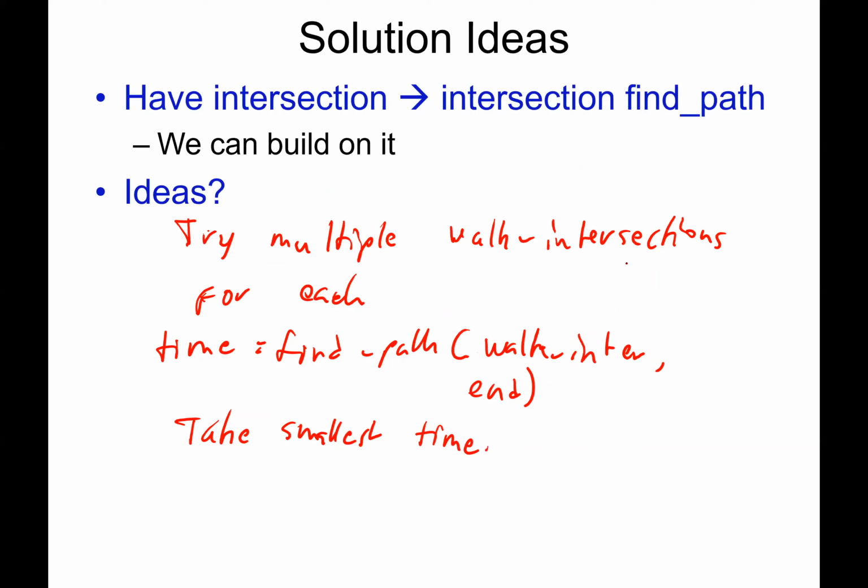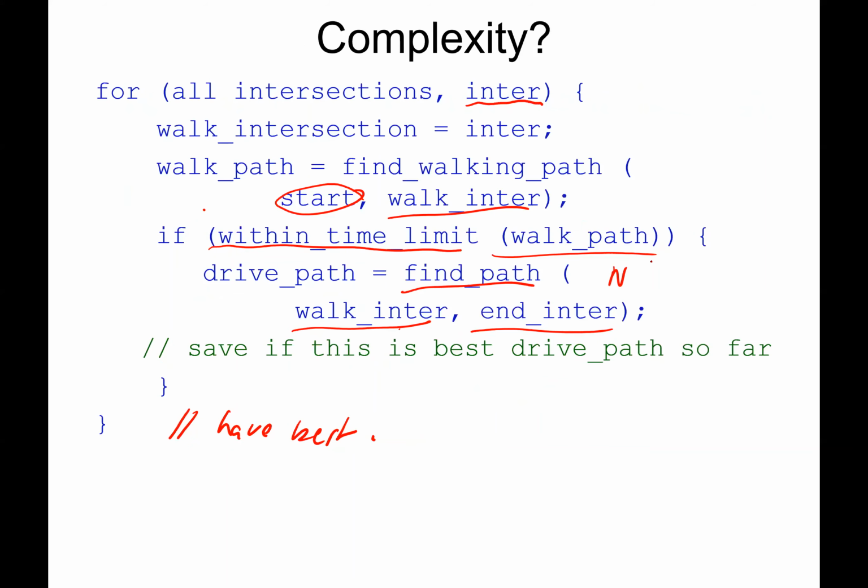So this find path is going to be n log n if you've used Dijkstra's or A star, which you should use. And then the number of intersections in a city is n. So what's the complexity of this overall algorithm? Anybody want to take a shot at it?